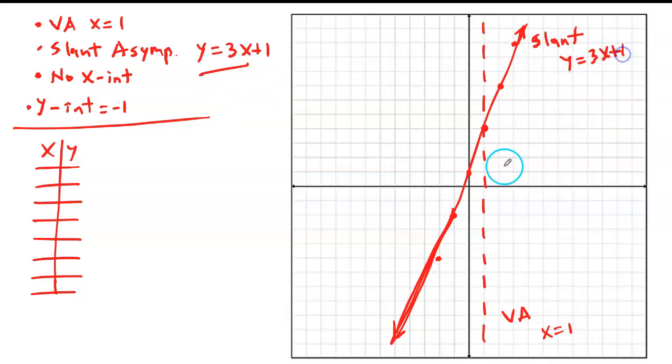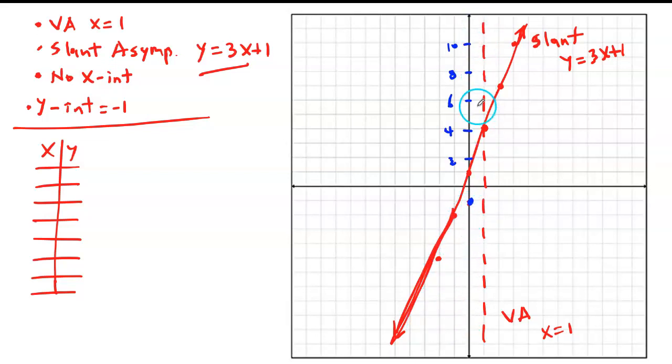Now, we need points. The only point that I have is my y-intercept, which is -1, since I have no x-intercept. I need more points. On my x-axis, I'm going to go by 2: 4, 6, 8, and 10, and so on. Every single box is 1. That means I'm going to have a graph in between these two asymptotes.